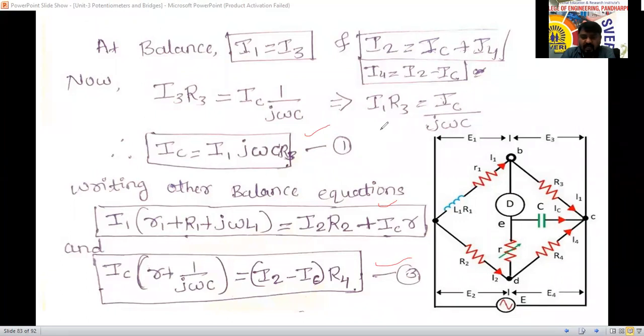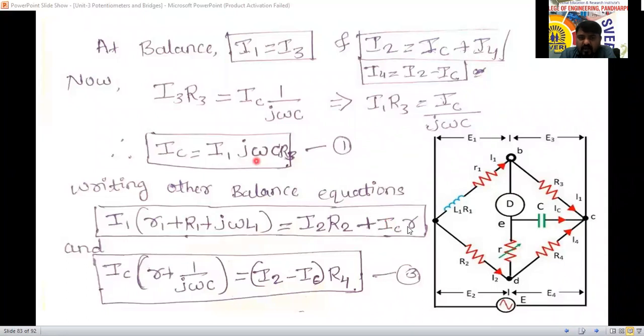Then we'll go for the next slide. I will clear all the written tabs. Next, you remember equation number 1, equation number 2, equation number 3. Now what we will do: here the I1 term is there, here the IC term is there. In the place of IC in equation number 2, substitute equation number 1. So we can remove the IC term and we will get the I1 term here also.